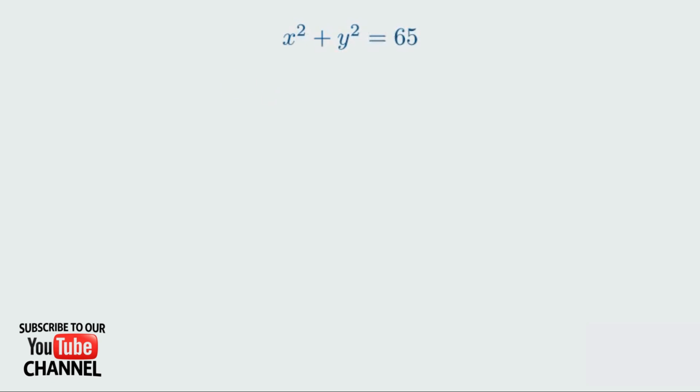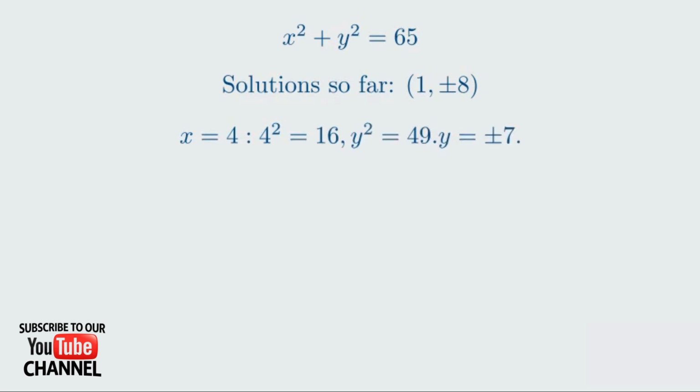We've already found solutions for x equals 1. Let's pick up where we left off. If x is 4, x squared is 16. Y squared is 65 minus 16, which is 49. The square root of 49 is 7. So, if x is 4, y is plus or minus 7. This gives us two more solutions, (4, 7) and (4, -7).